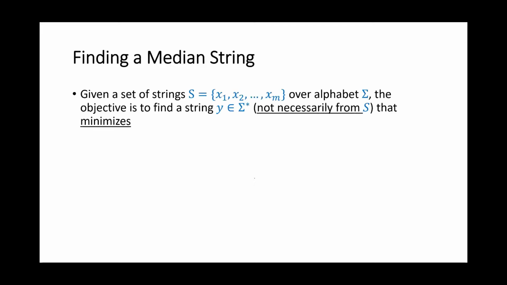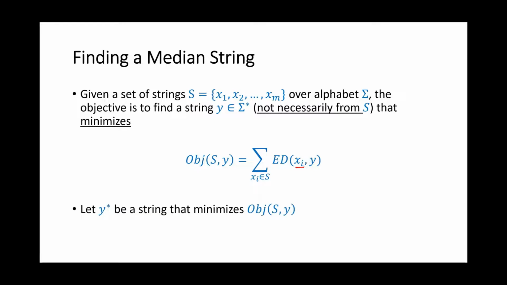explaining our result, let me define another problem. It's the finding median string problem. So in this problem, we are given a set of strings S. The objective is to find another string Y, not necessarily from the input set S, that minimizes the following objective value. So the objective value is the sum of distances to the strings in the input set. And suppose Y star is the string that minimizes this objective value. We call this Y star the median of the set S.